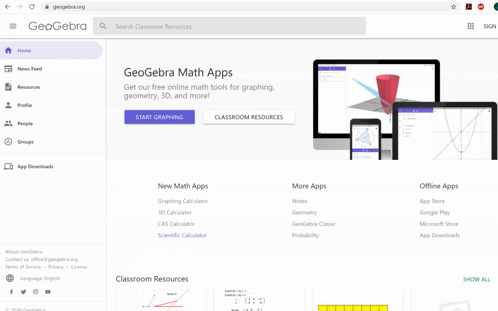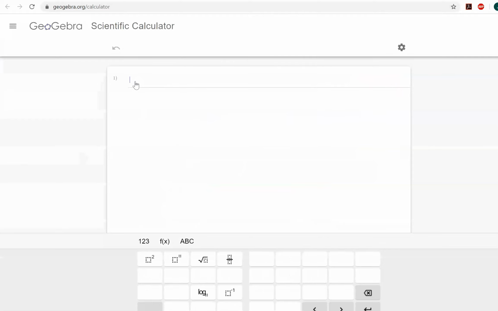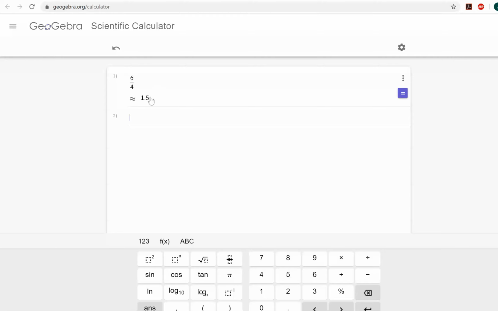So with GeoGebra, if you go to this website, geogebra.org, there's this scientific calculator here under new math apps. And then what we could do is just type in our fraction. There's this button here that can separate your fraction, 6 over 4. Sorry, it was being a little glitchy there. So there's our decimal, 1.5. So that would be an answer. Or, if we hit the enter symbol here, it'll finish up that equation.